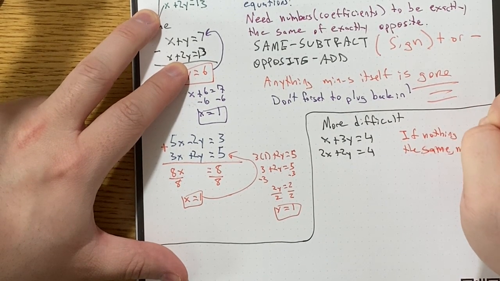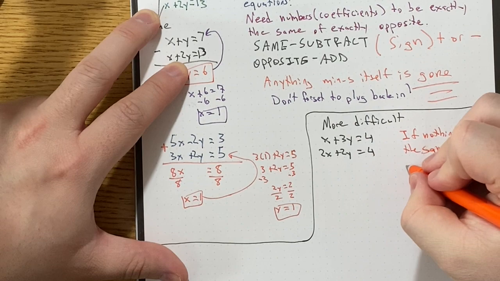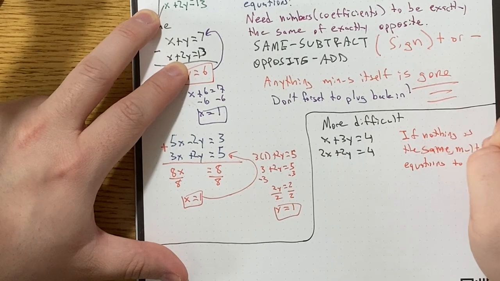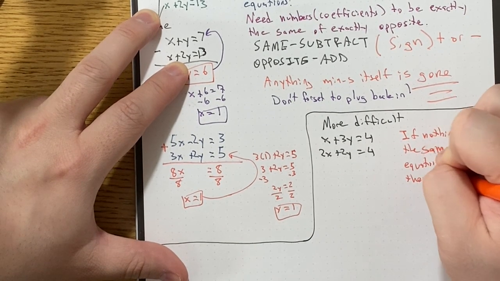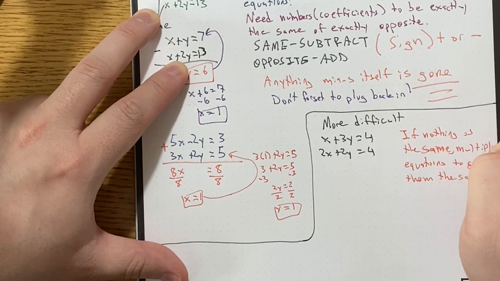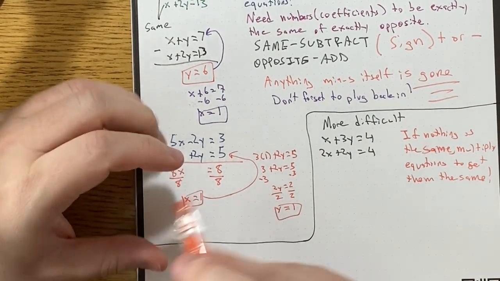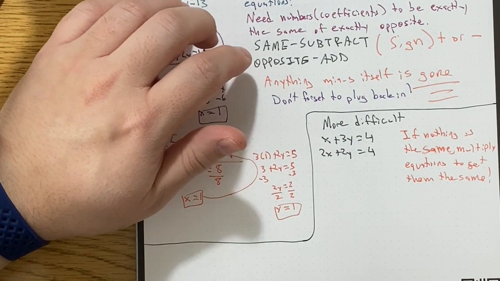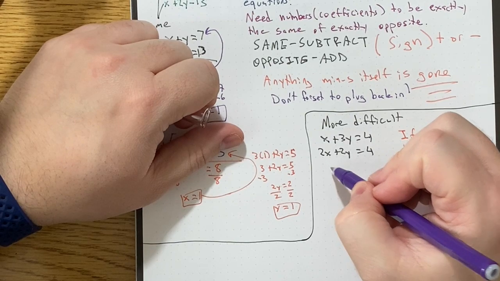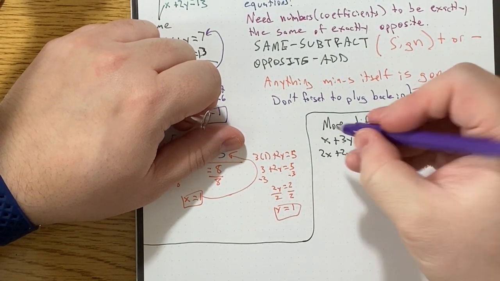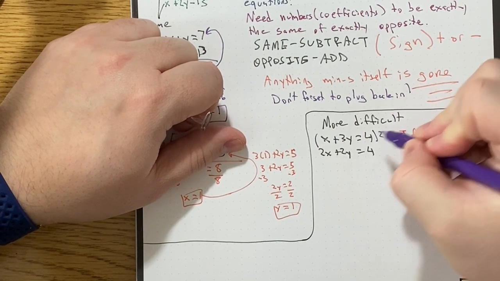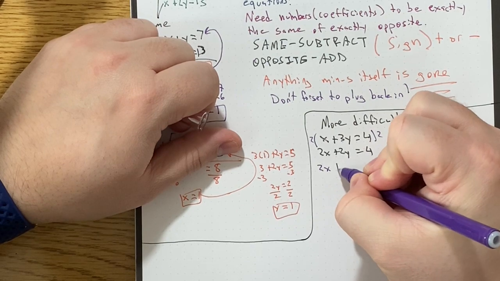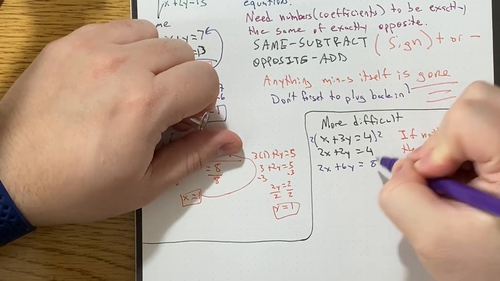You can multiply equations to get them the same. So basically, you can kind of look at this. Can you turn a 2 into a 3 or 3 into a 2 pretty easily? Not really. But can you turn an x into a 2x? That's a little bit simpler. So you just do this. Boom. 2, 2. You just multiply everything. This turns into 2x plus 6y equals 8.